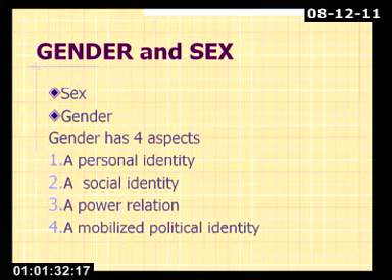When we talk about sex, we talk about the biological makeup or physical construction of a person. And when we talk about gender, it is wider than sex, and it has four aspects. It refers to a personal identity, a social identity, a power relation, and a mobilized political identity. Now, with this background about sex and gender, we stick to talking about gender issues, because we are not only talking about a narrow restricted physical framework, but a broader outline.